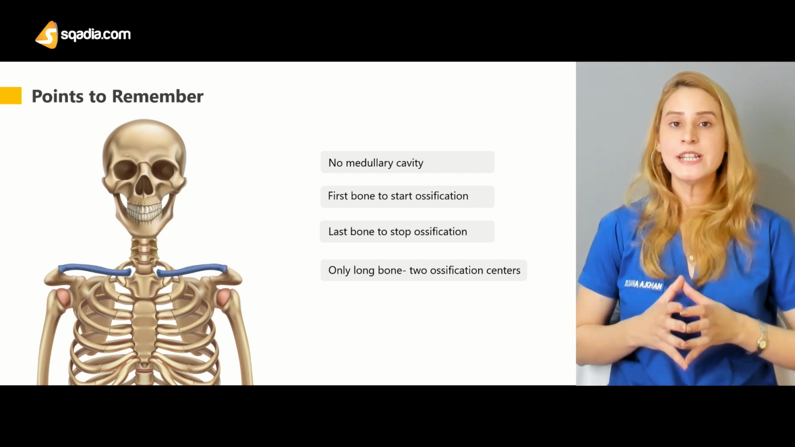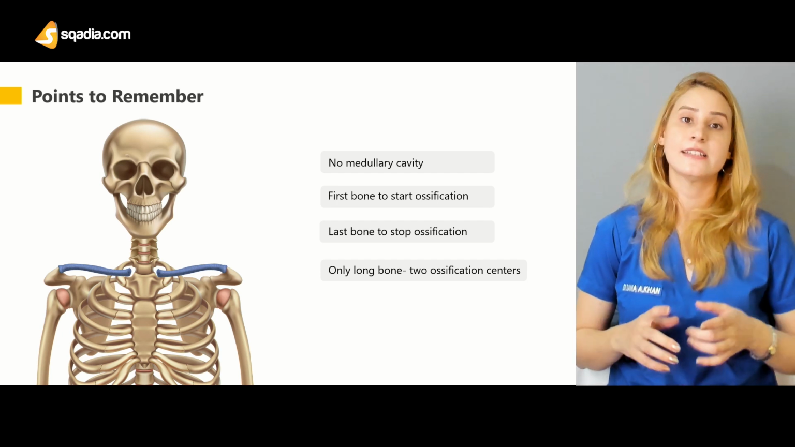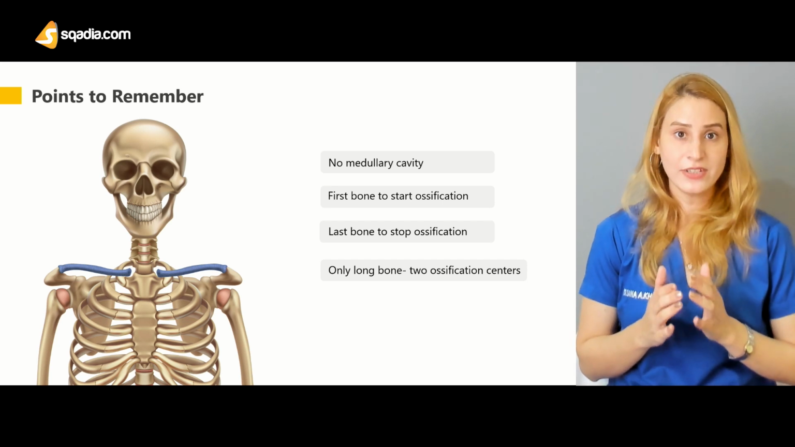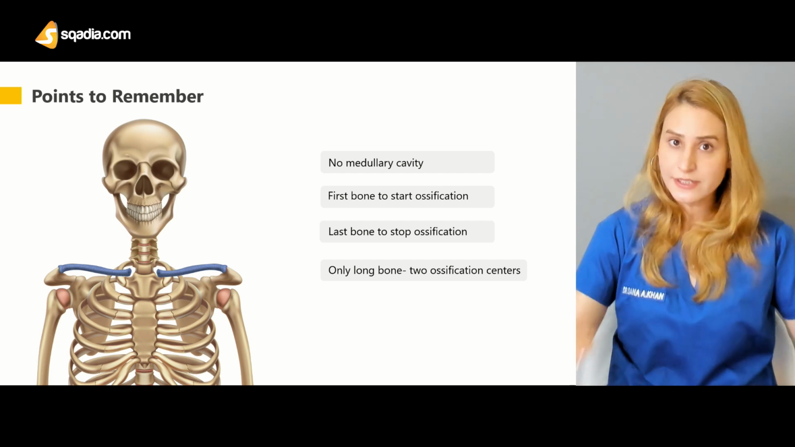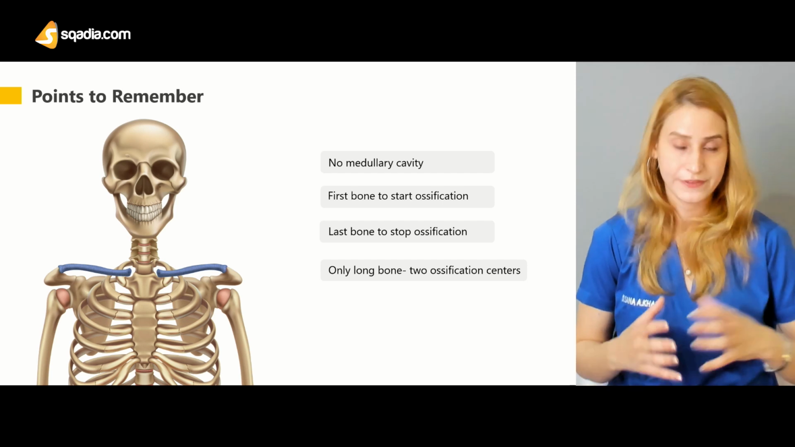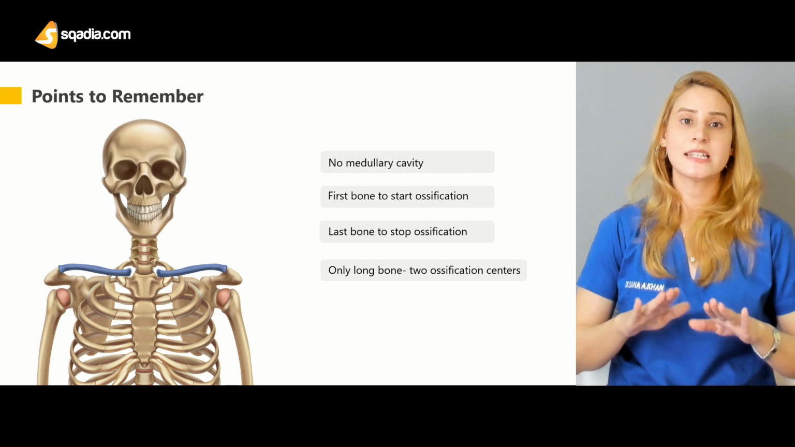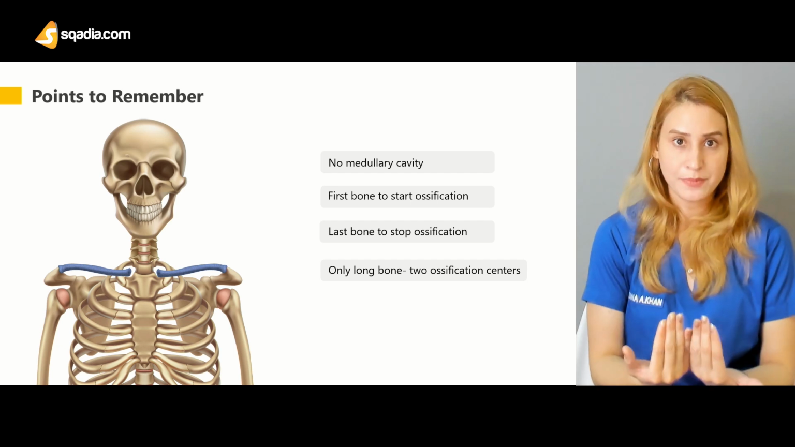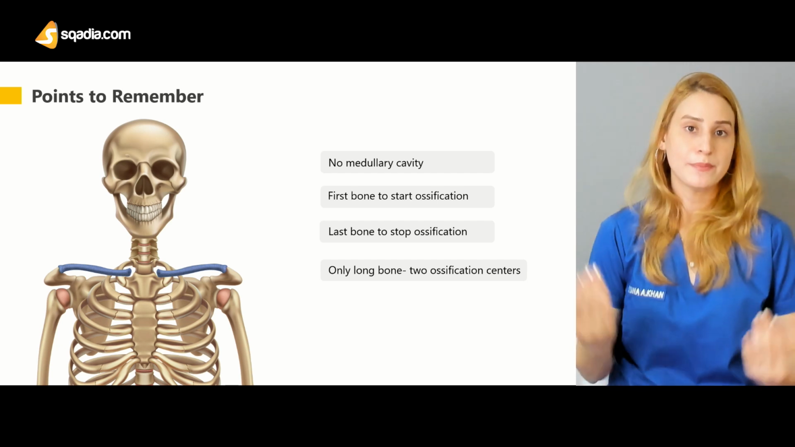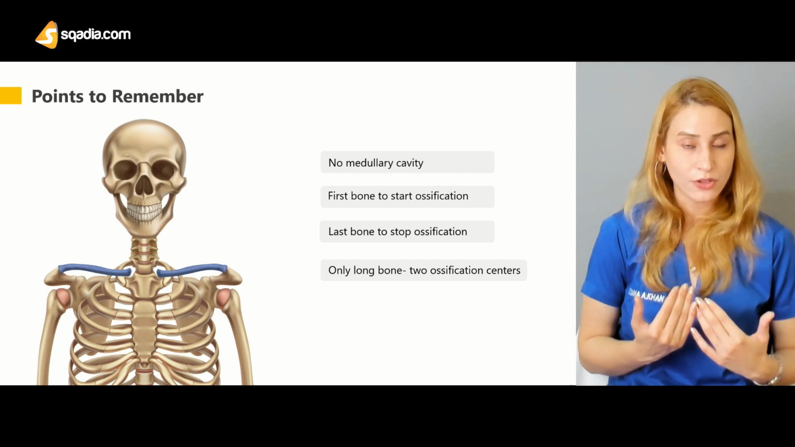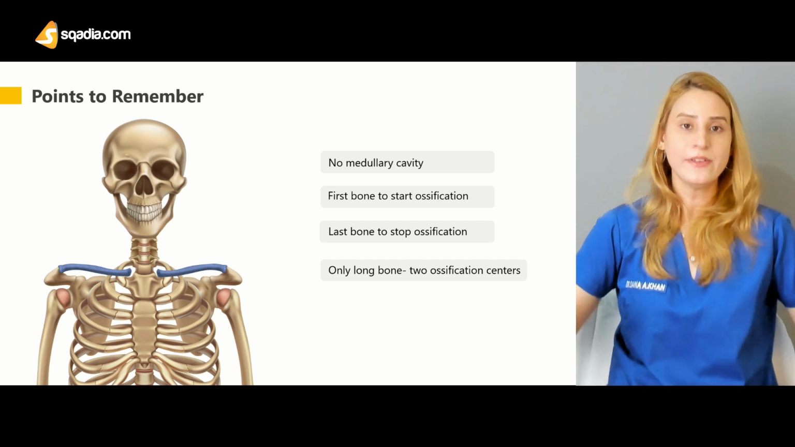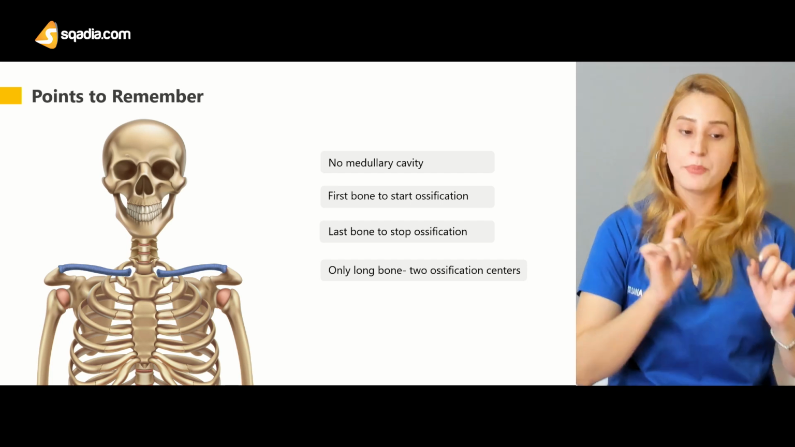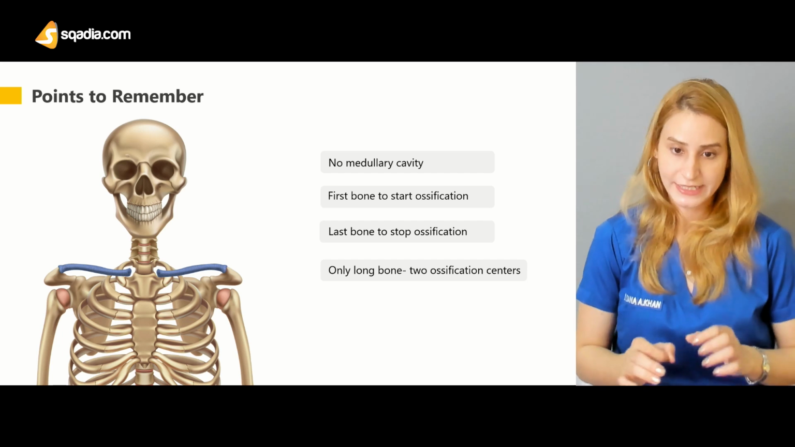There are a few important points to remember about the clavicle, that it has no medullary cavity. Okay, so when I talk about a medullary cavity, you should know that if you go into the detail of the structure of the bone, we all know that there is a compact bone, then there is a spongy bone which is inside, and then there is a bone marrow in a medullary cavity. So compact bone is the outer bone, then the spongy bone is inside, then the bone marrow with the medullary cavity. But in the clavicle, there is no medullary cavity.